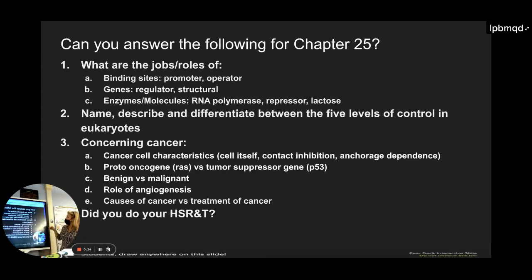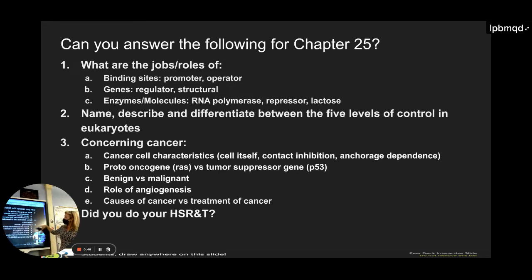I made a list of the topics you want to be comfortable with. What are the jobs and roles of binding sites like the promoter and the operator, the genes, regulator and structural, and enzymes and molecules like RNA polymerase, repressor, and lactase? Do you know how these work together? Number two, can you differentiate and describe the 5 levels of control in eukaryotic gene expression?